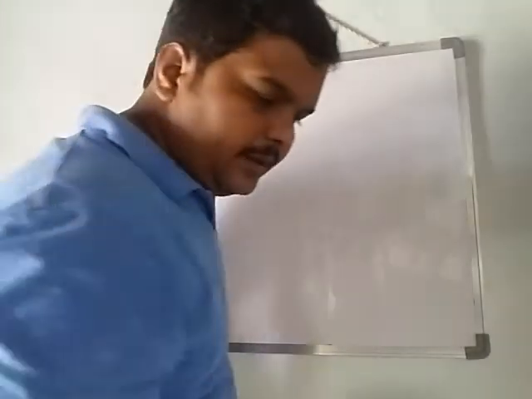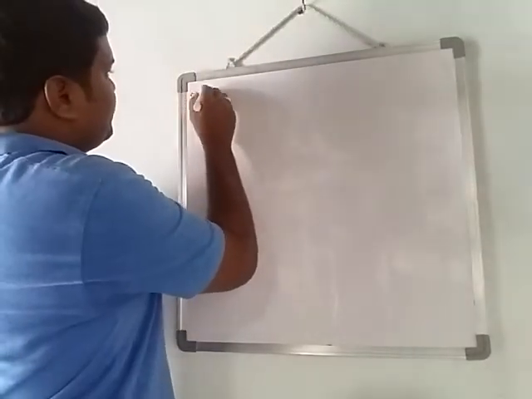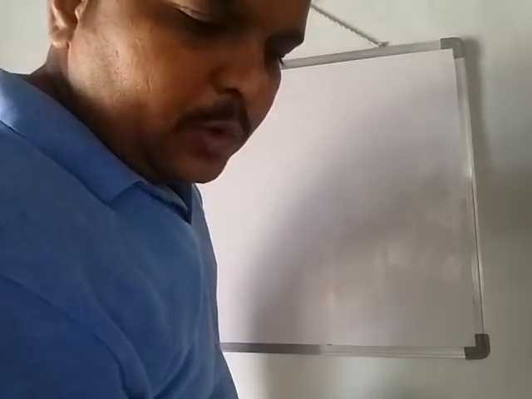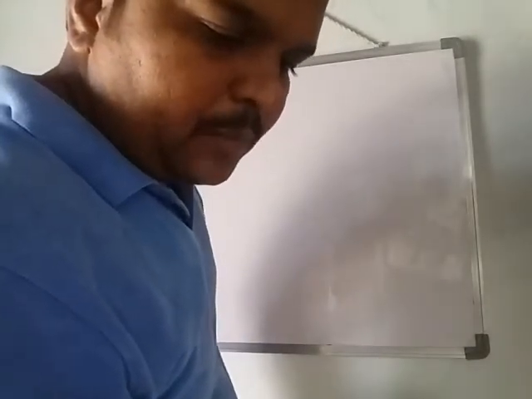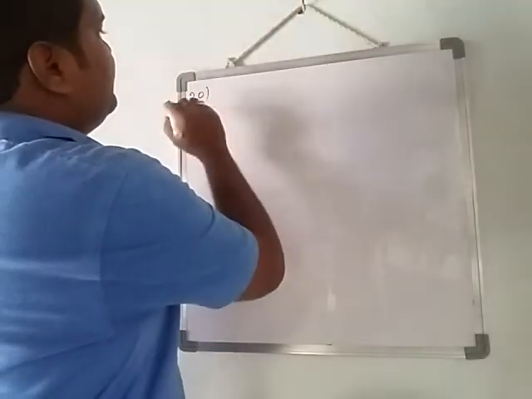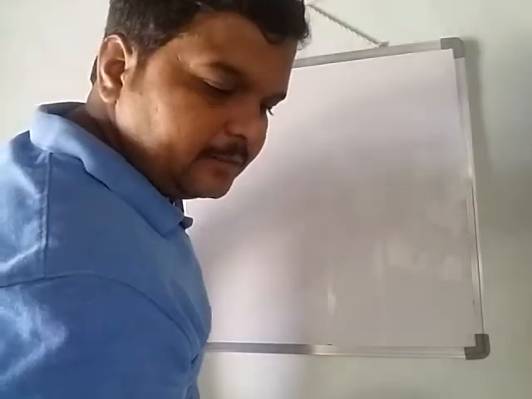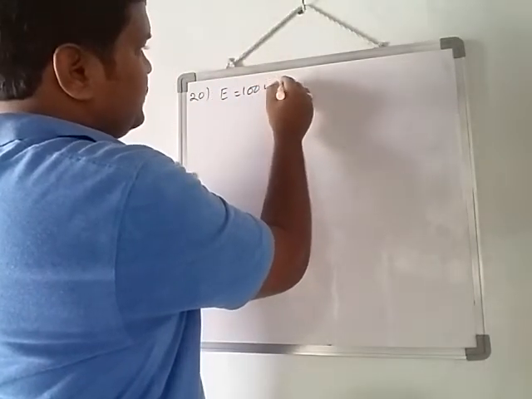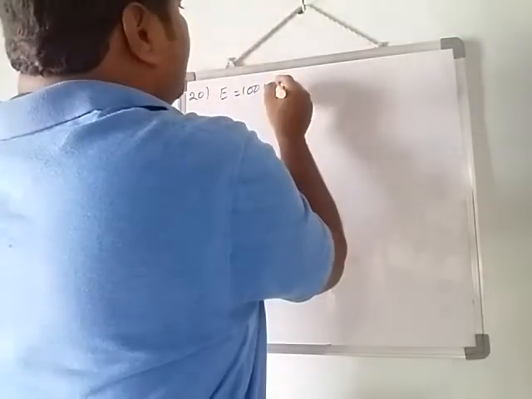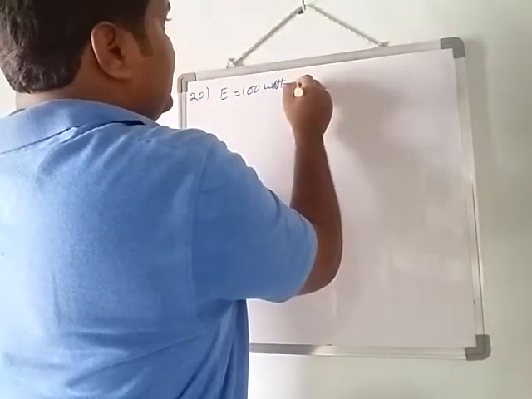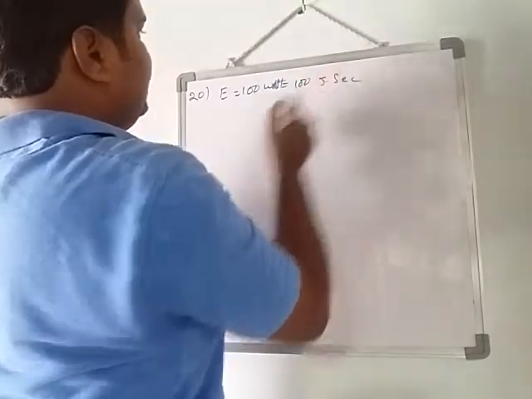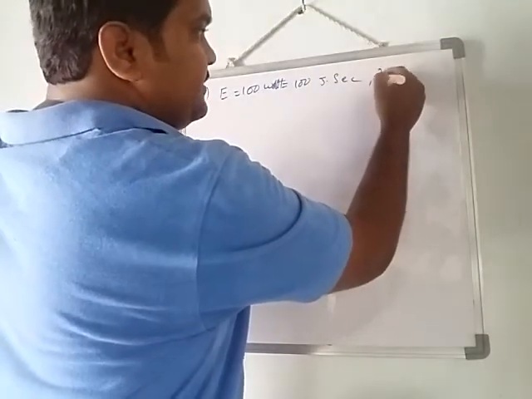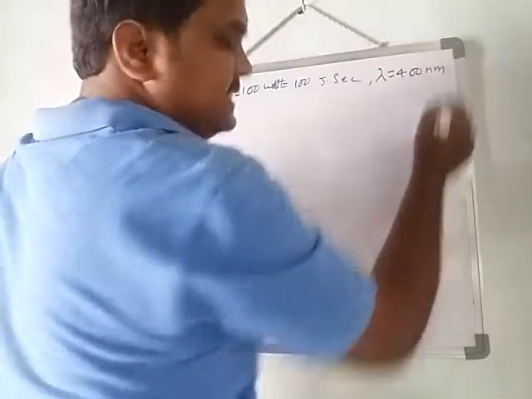Next question, question number 20. A 100-watt bulb emits monochromatic light of wavelength 400 nanometers. So 100 watts he has given. So the energy you can take as 100 watts, that is 100 joule per second. Now he is asking, he has given the wavelength, 400 nanometers.